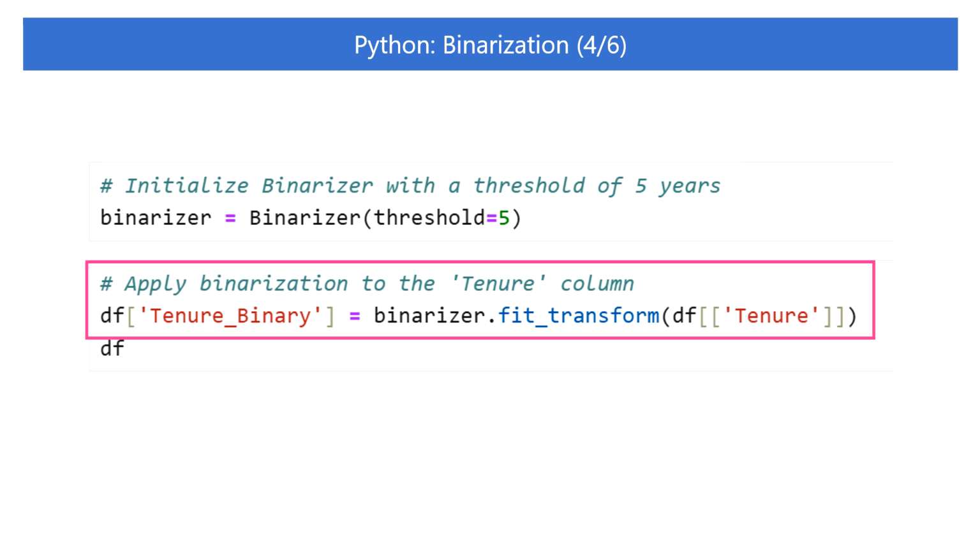Next, using fit_transform, apply binarization and create a new column named tenure binary. In fit_transform, we need to pass the tenure column as a two-dimensional data frame. Binarizer requires a two-dimensional input, that is, a data frame, instead of a one-dimensional series. So here, we need to pass the column tenure with double square brackets.